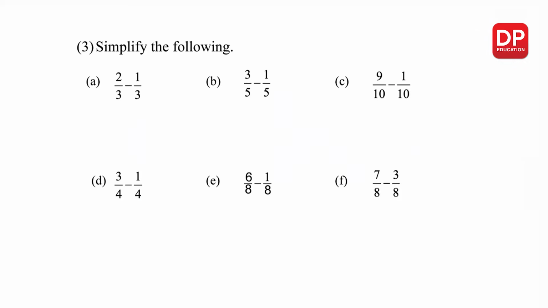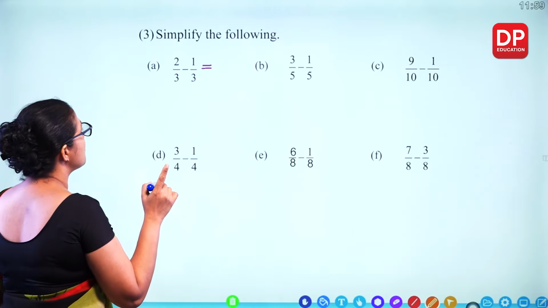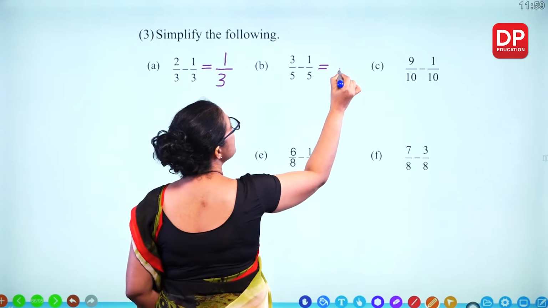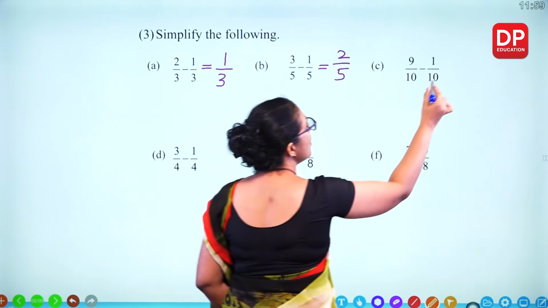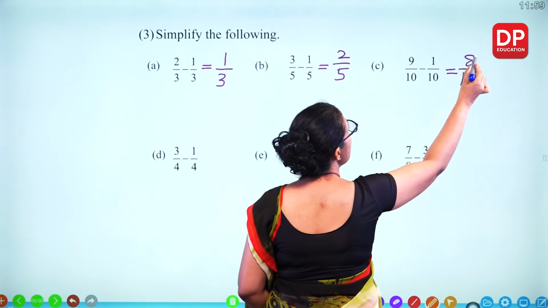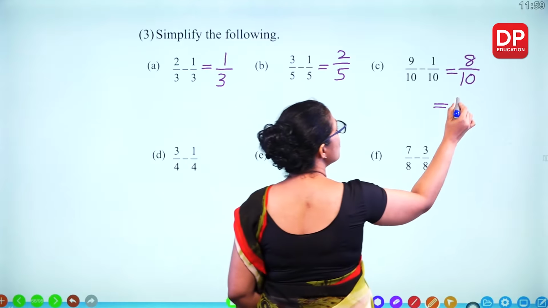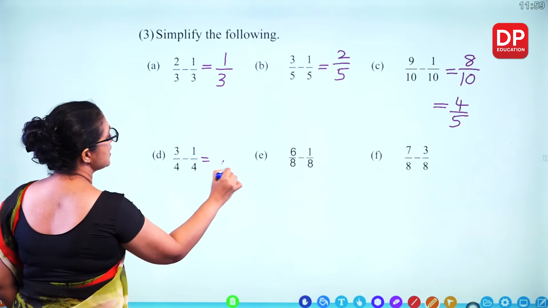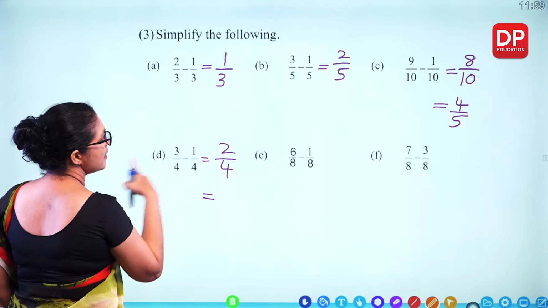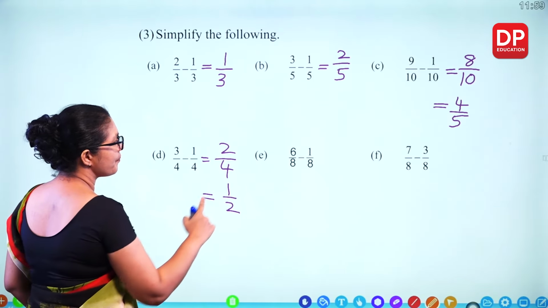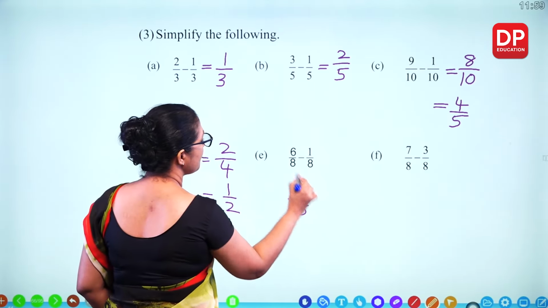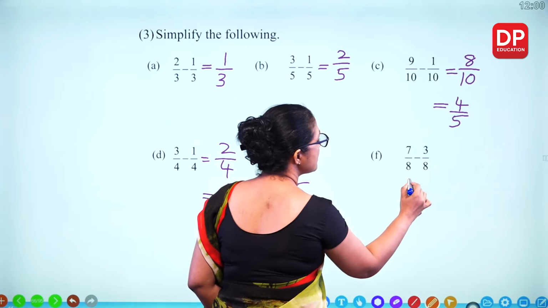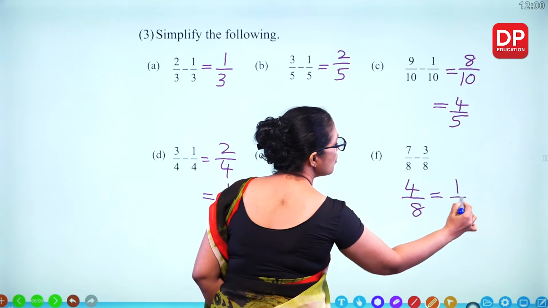Simplify the following. Same denominator, now subtraction. Subtract the numerators. 2 minus 1, 1. You get the same denominator. 3 minus 1, you get 2. Here, same denominator. 9 minus 1 is 8. Now, simplify. Divide by 2, you get 4 and 5. This one, same denominator. 3 minus 1 is 2. Simplify. Divide by 2, you get half. Same denominator, 8. 6 minus 1, you get 5. Here 8 is there. 7 minus 3 is 4. Now simplify. Divide by 4, you get half.